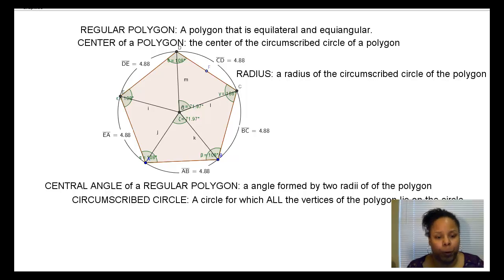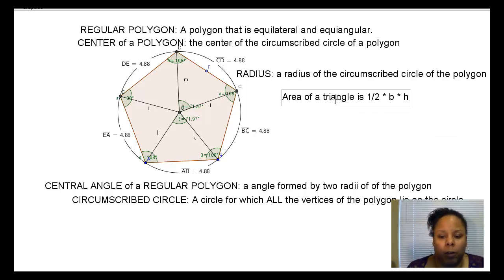So what does this have to do with what we're trying to find, which is the area of the polygon? Well, I can find the area of the polygon by basically finding the area of all of the triangles. And since all the triangles are congruent, all I have to do is find the area of one of the triangles and multiply it times the number of triangles, and therefore that will be the area of the polygon. So let's take a look. If you recall, the area of a triangle is 1/2 base times height.